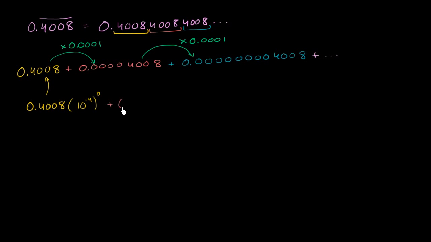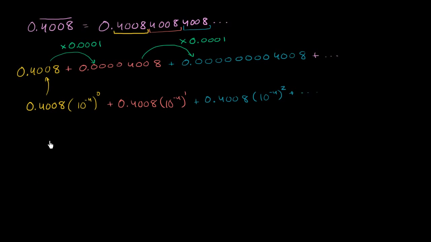Plus 0.4008 times 10 to the negative fourth to the first power, and that gives us that value right over there, plus 0.4008 times 10 to the negative fourth to the second power, and we keep on going. And so in this form, it looks a little bit clearer like a geometric series, an infinite geometric series.